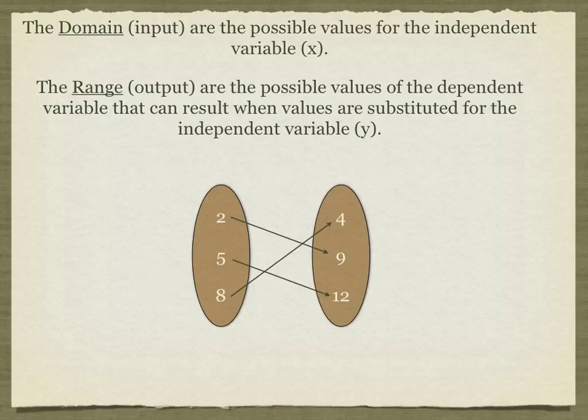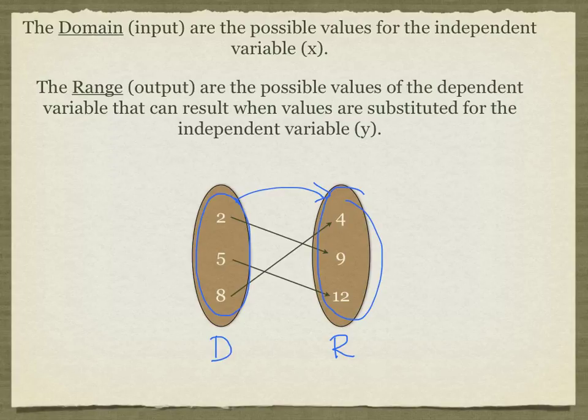The range is the possible values of the dependent variable. This is all very mathematical and technical, but basically this is the set of things that that first group is being mapped to. So if you look at this, and this is another way to write a function, I'm showing that 2 is matched up with 9, and 8 is matched up with 4, and 5 is matched up with 12. This is a function. This set of numbers on the left would be the domain, and this set of numbers on the right would be the range, because this is the things that are being mapped to these things.